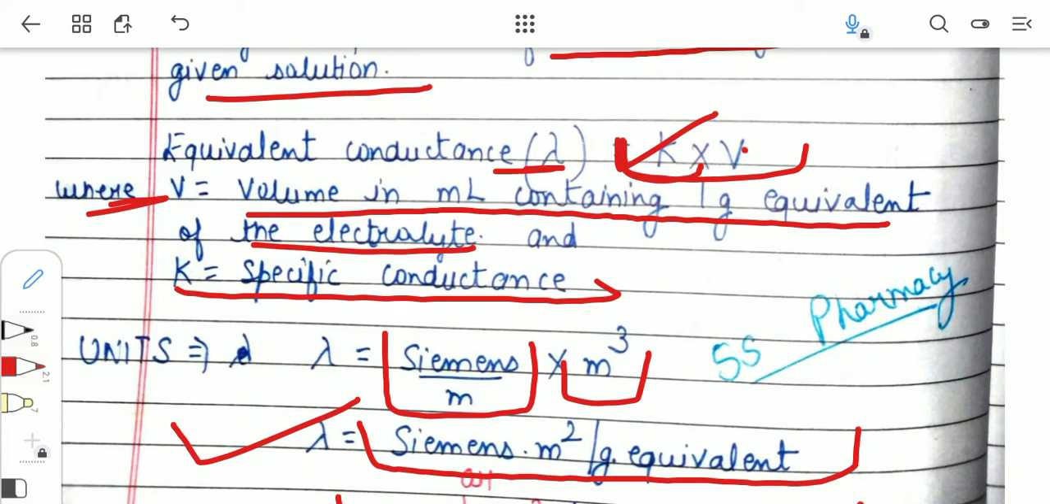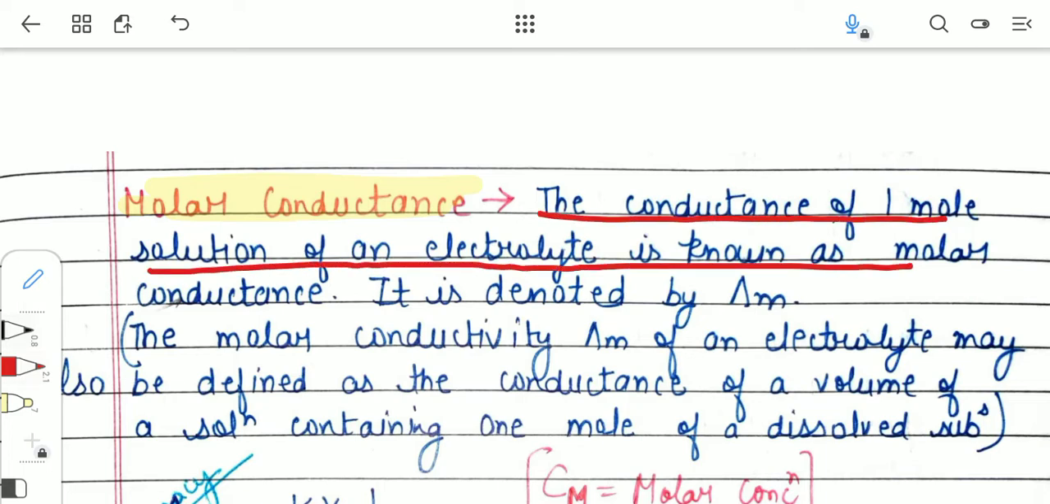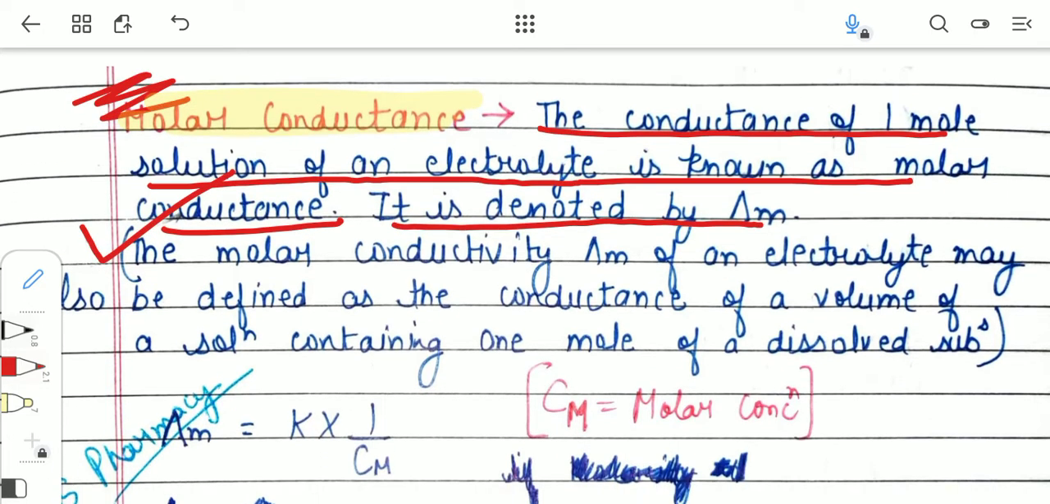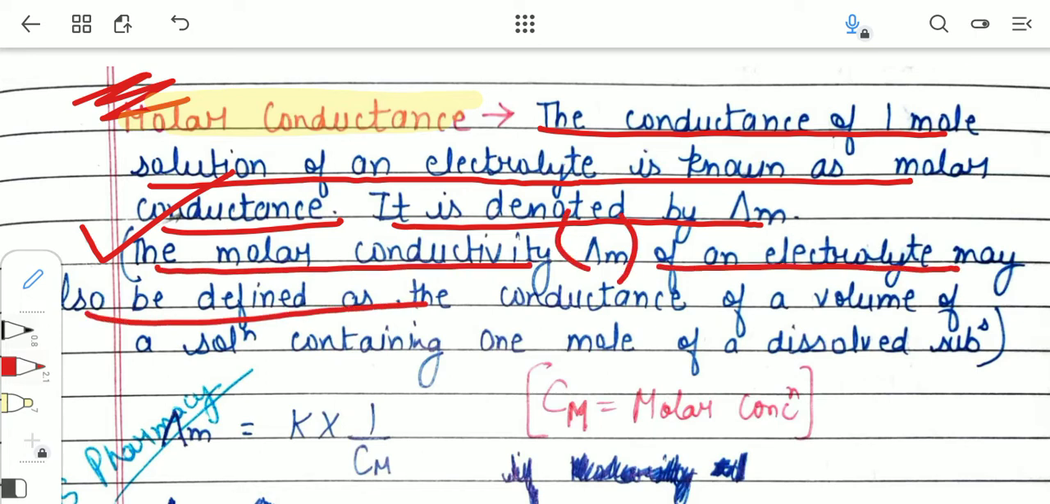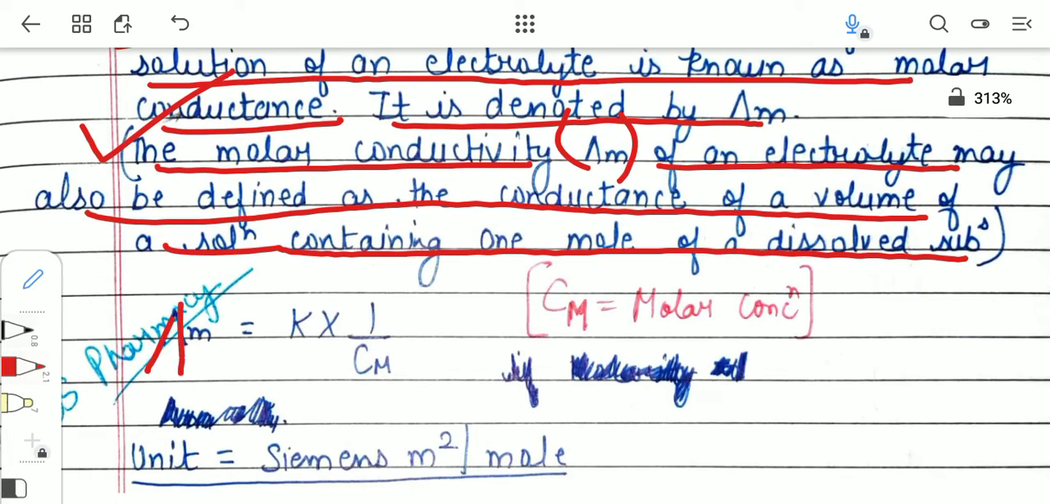Now let us move on to the last term under this topic, which is molar conductance. The conductance of 1 mole of a solution of an electrolyte is known as molar conductance, and it is denoted by lambda m. There is another definition for molar conductance or molar conductivity. The molar conductivity lambda m of an electrolyte may also be defined as the conductance of a volume of solution which contains 1 mole of a dissolved substance. The formula for molar conductance is lambda m equals kappa upon Cm. Cm here is the molar concentration, and the unit for molar conductance is Siemens meter square per mole.